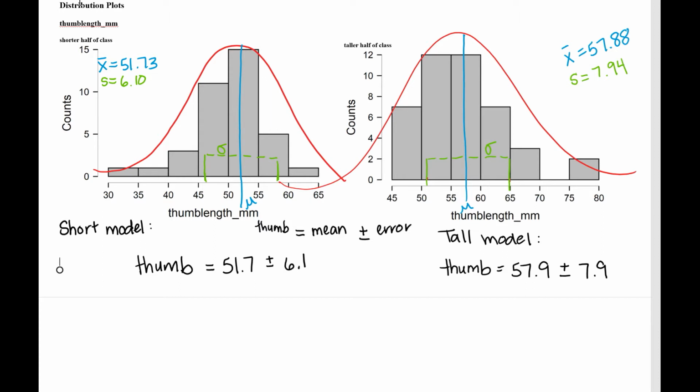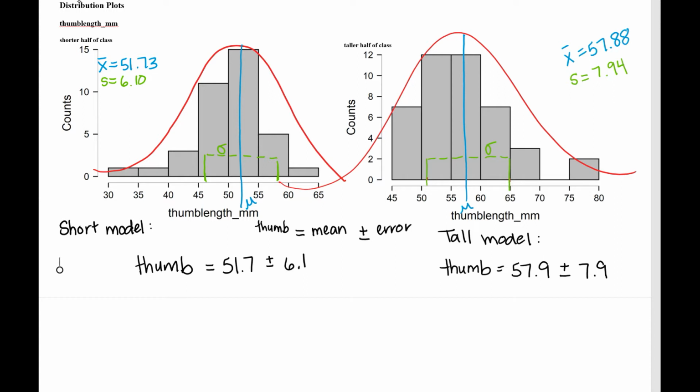So again, your models don't have to look exactly like mine because we don't know exactly what that population looks like. But using the data we have, this is my best guess, right? This is what I think is likely going on based on the data that we already have. So you can see the model that I built for the short half of the class with the shape, the center around 51.7-ish, and the spread of about 6.1.